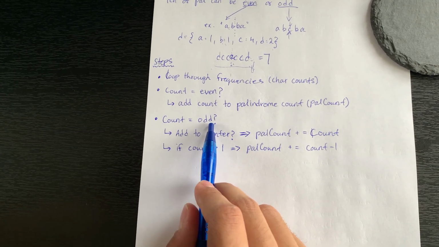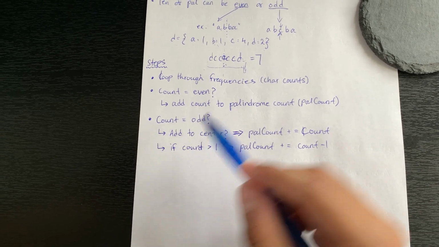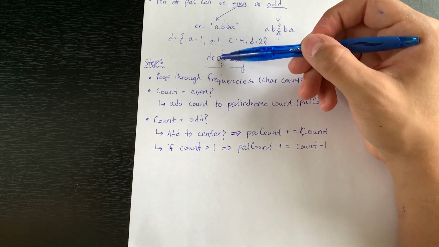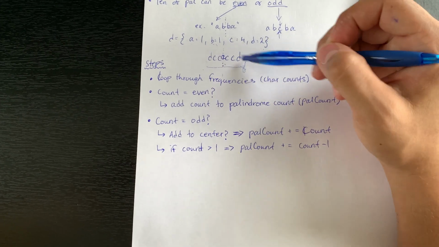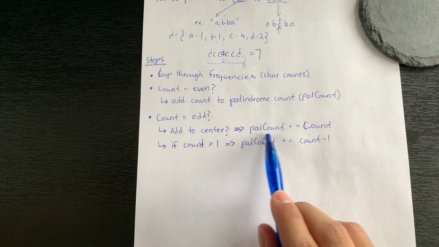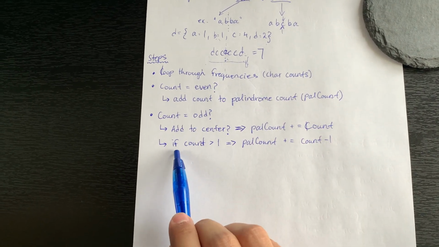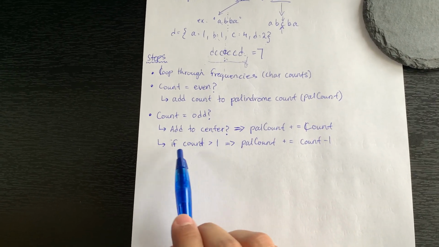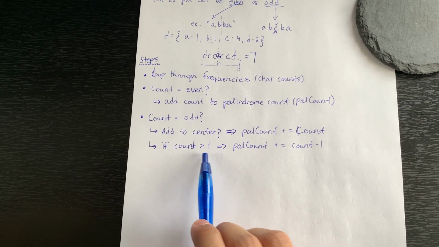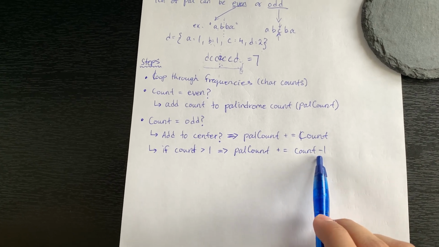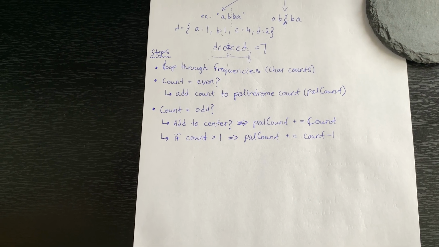So if the count is odd, we need to first check if we can add this character to the center of our palindrome. In other words, if there's nothing in the center yet, then we can add one character to the center and we can add the rest of the odd number of characters to the left and right side. So we can increase the palindrome count by that count if there's nothing in the center. Or if there is already something in the center, then we check if the count of odd characters is greater than 1. If it is, then we'll subtract 1 from the count to make it even, and we'll add it to our palindrome. So let me show you another example that can make these steps a little bit more clear.